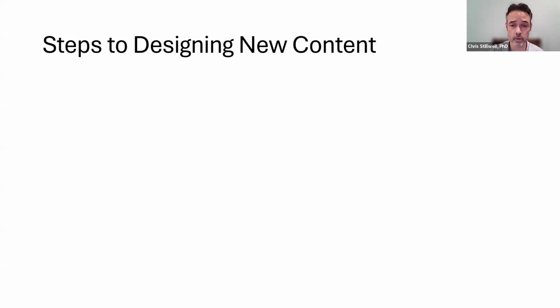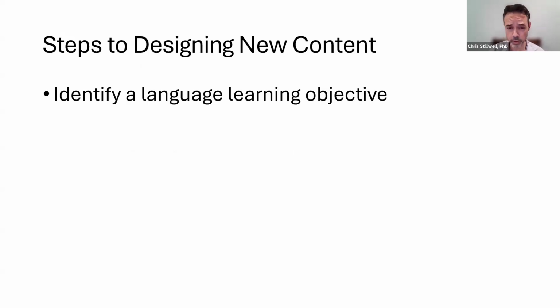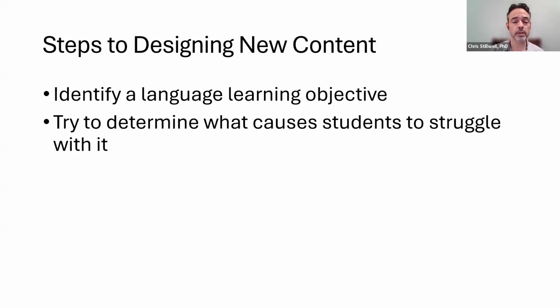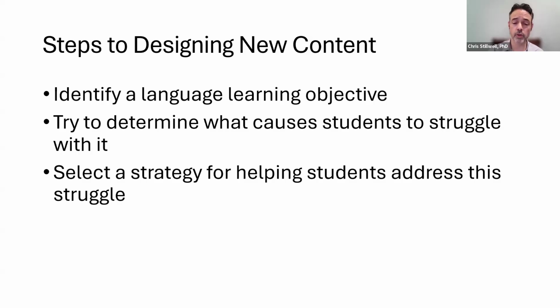Some steps to designing this new content with AI: first, we want to identify our objective, right? What are we trying to accomplish? What language do we want them to learn? What skill are we trying to help them develop? Then we try to determine what causes students to struggle with this skill or this feature of language. And we select a strategy for helping the students address this struggle.